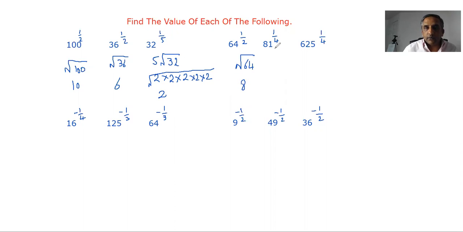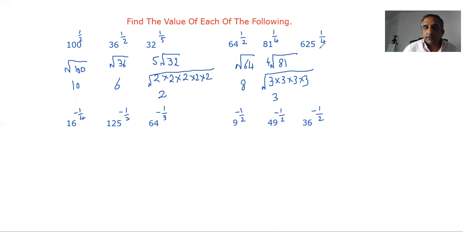And okay, fourth root of 81. We have to find a number which, when you multiply it 4 times, we can write the fourth root like this. 4 times we multiply the same number, we should get 81. And that number is 3, because 3 times 3 times 3 times 3. 3 times 3 is 9, 9 times 3 is 27, 27 times 3 is 81. So your answer for this one is 3.